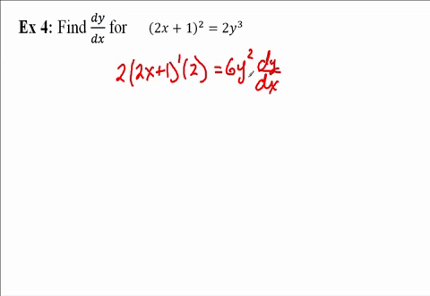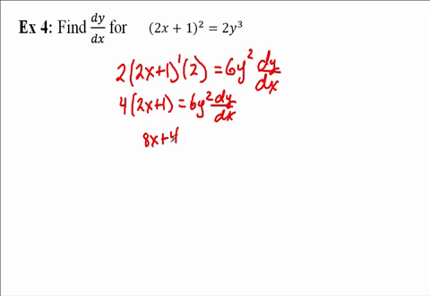So now the only problem is we have not solved for dy/dx. So that's what I'm going to do next. I'm going to go ahead and take these two, multiply them together, and distribute. So it's 4 times 2x plus 1 equals 6y squared dy/dx. And then I'm going to distribute and divide by this at the same time. That's 8x plus 4 over 6y squared equals dy/dx.